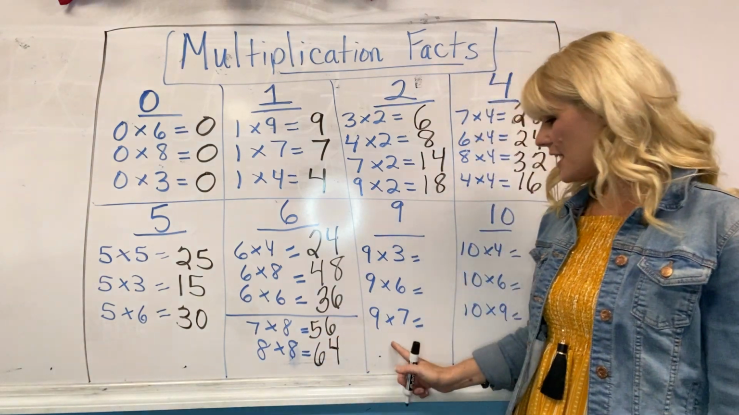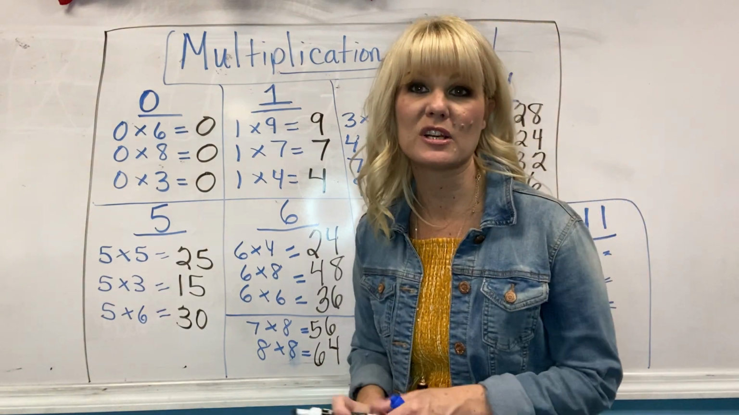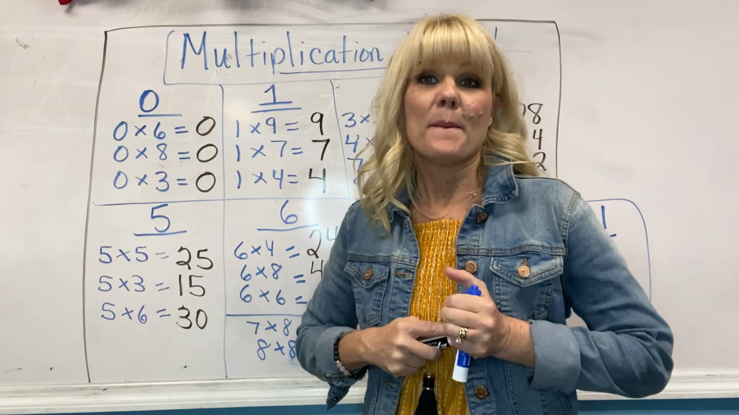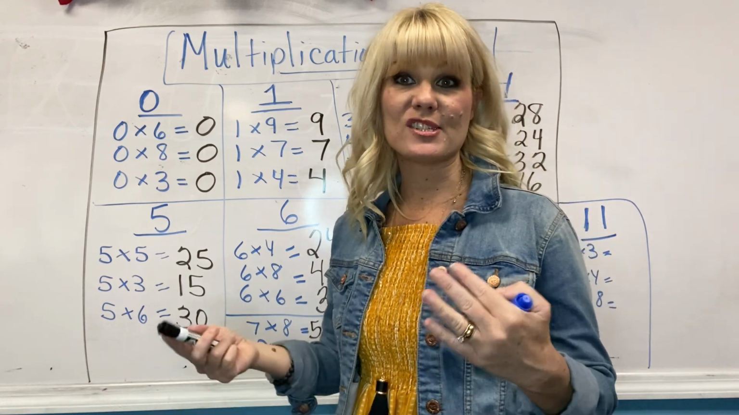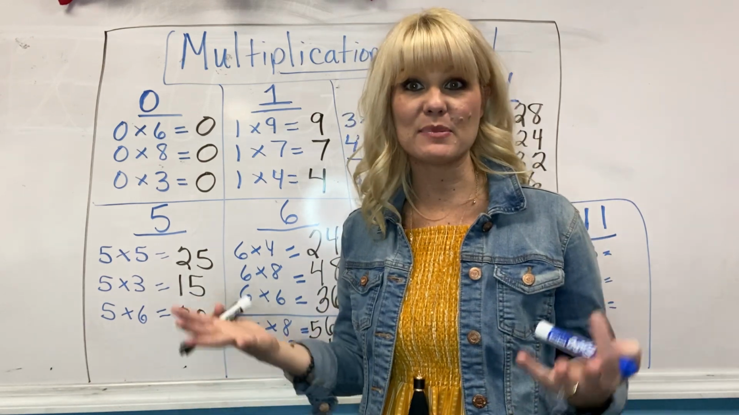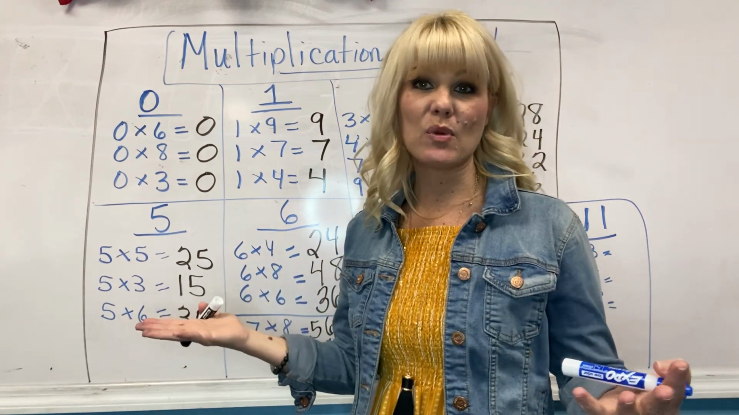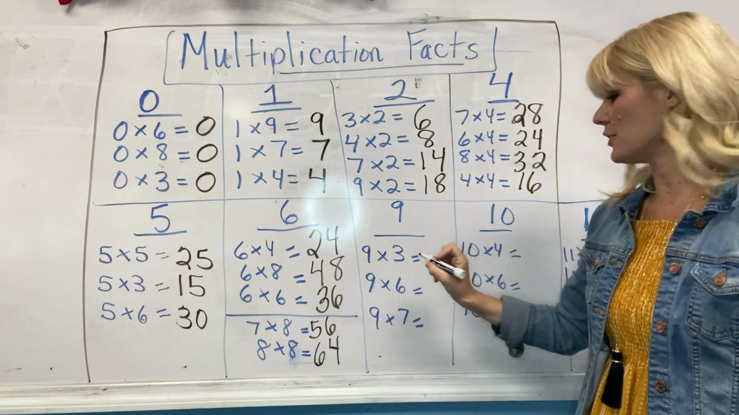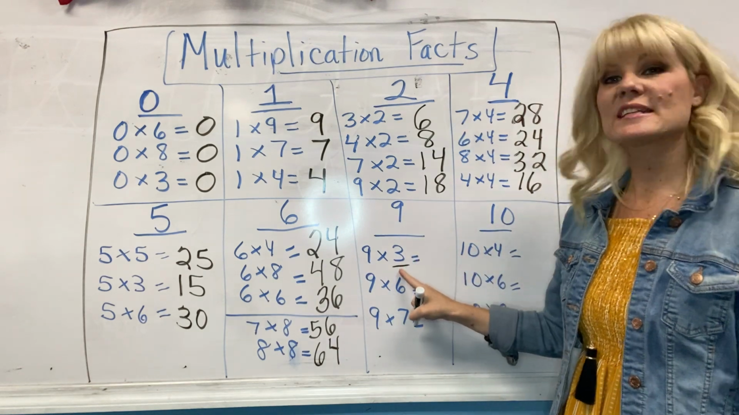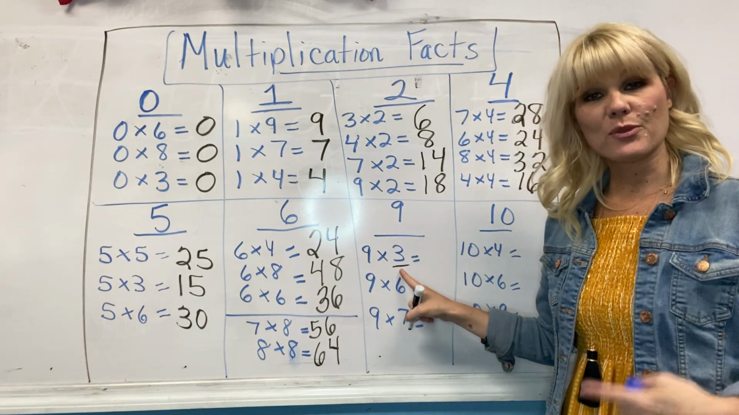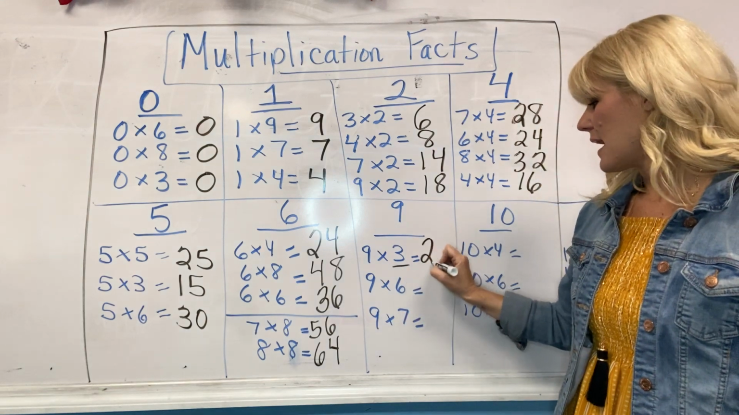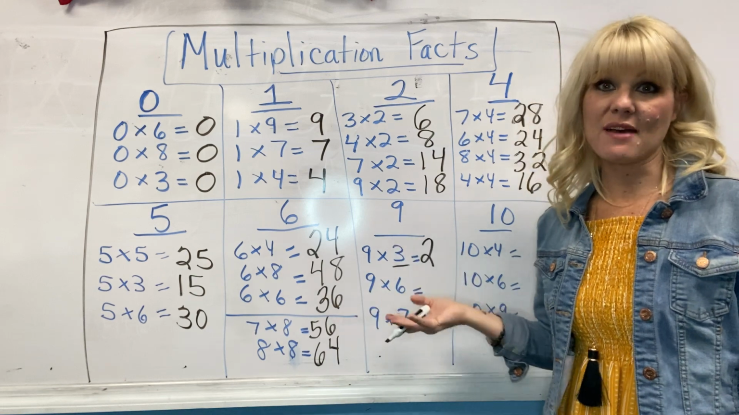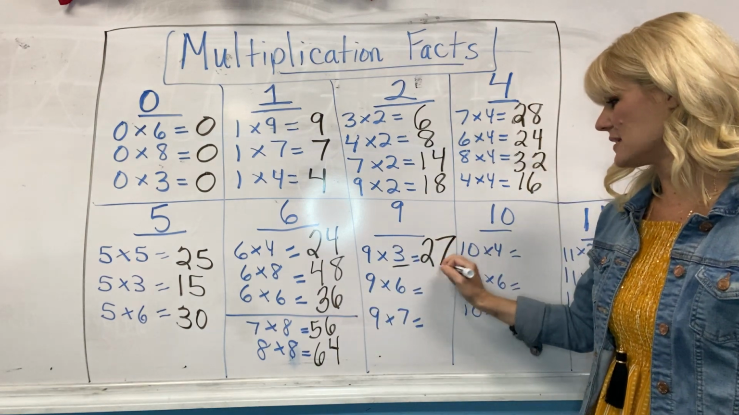All right, 9 trick. Now, there's a lot of people who have tricks for the 9s. Some people say to use your fingers when you're doing the 9s, but I have a simple trick. It is just subtract 1 from the number and add it to 9. I think this is the easiest way to do it because then you're not using your fingers. Okay, so if it's 9 times 3, we're gonna look at the 3. We're gonna subtract 1 from that number. So 3 minus 1 is 2. And then we say to ourselves, 2 plus what equals 9? 2 plus 7 equals 9, so my answer is 27.